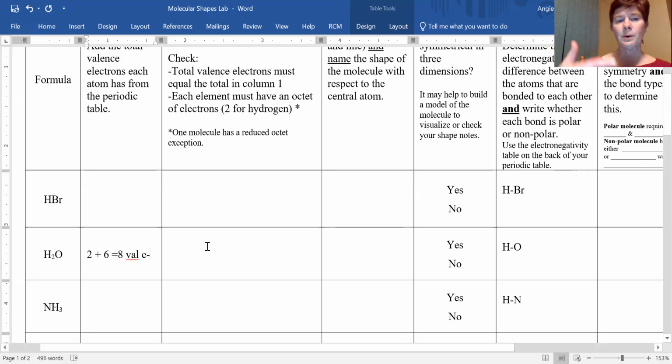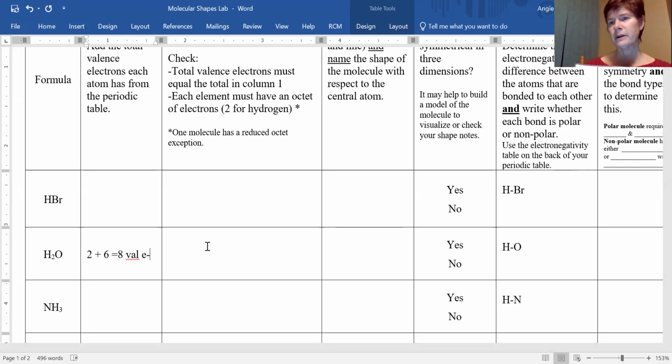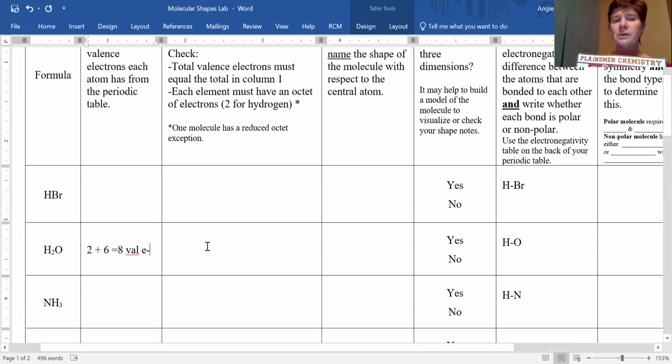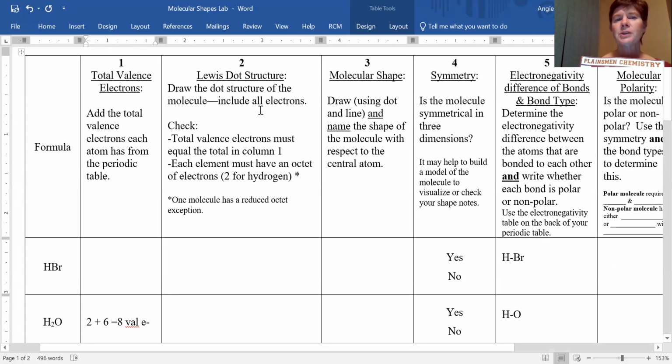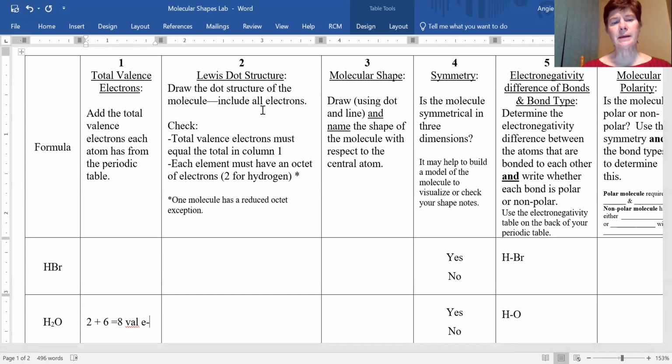You can pause now and work through each of the other ones on the front side if you like, or we will go on now and work with column 2 for H2O, which is Lewis dot structure. So looking back at the top of our shared screen here, we're going to draw the dot structure of the molecule and include all electrons. So looking at the electrons that were brought to the molecule by the different atoms that make this up.